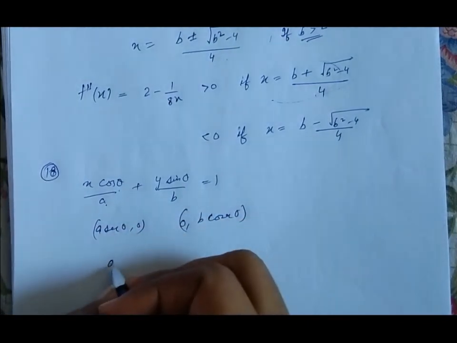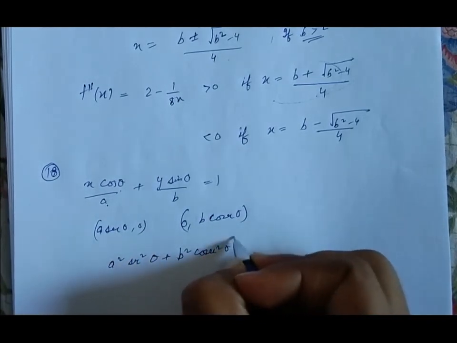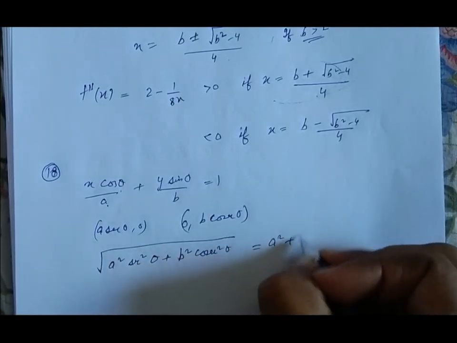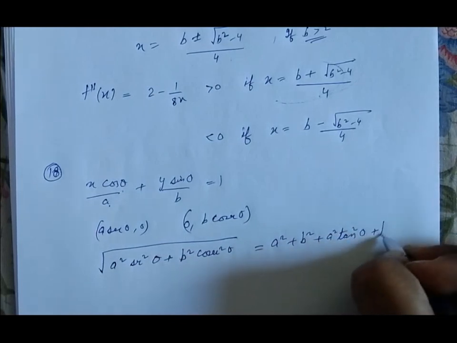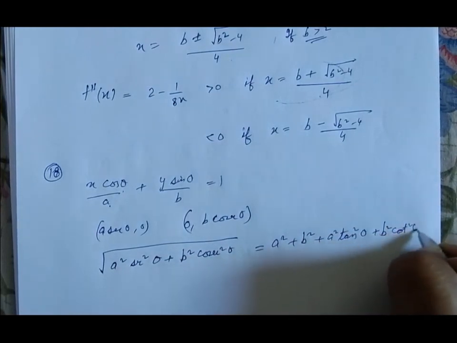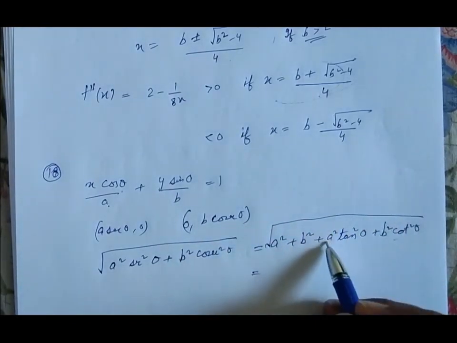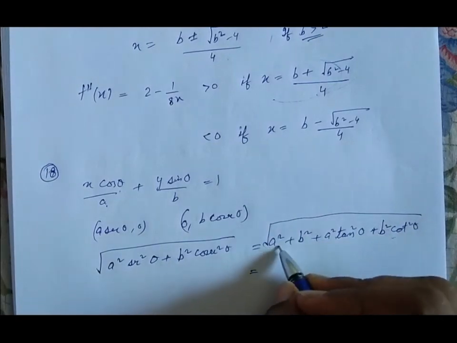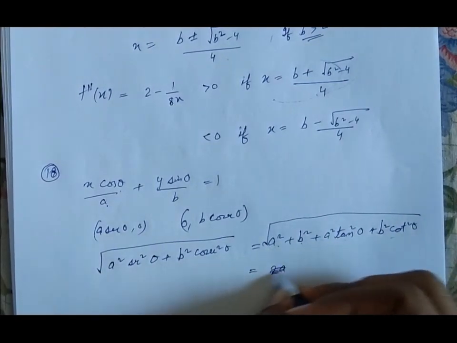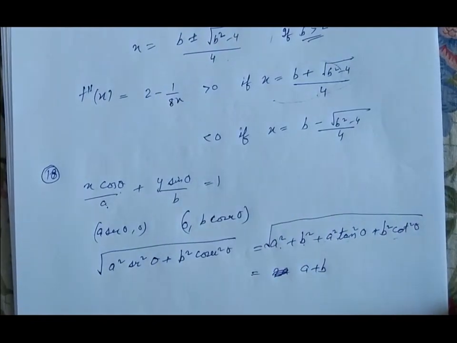So the length of intercept squared would be a square sec square theta plus b square cosec square theta, which is equal to a square plus b square plus a square tan square theta plus b square cot square theta. So using AM-GM, we can find the minimum value of this as 2ab. So this would become a square plus b square plus 2ab, whose root is a plus b. Okay, now moving on to the next question, question number 19.